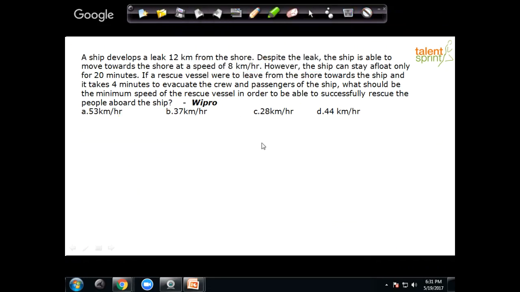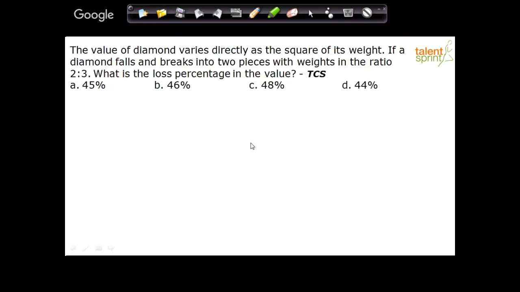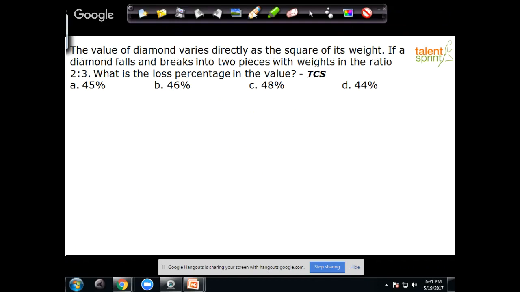See, very easy question. No other formula, nothing required. Just the basic formula is enough. Now let's move on to the next question. This question was again asked in TCS. So let me read out the question for you.